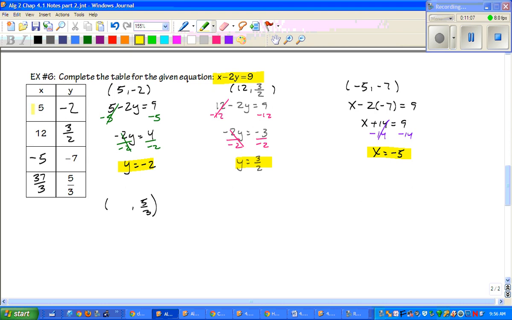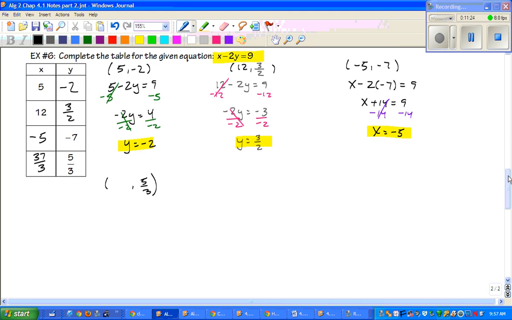All right, how'd you guys do so far? So, as you can see, y equals -2, then y equals 3 over 2, x equals -5. And we've got the table completely filled out. Now some of you guys might be like, hey, Mr. Grice, I just got the last one up there. I do. Let's go through and figure out how we get that answer.